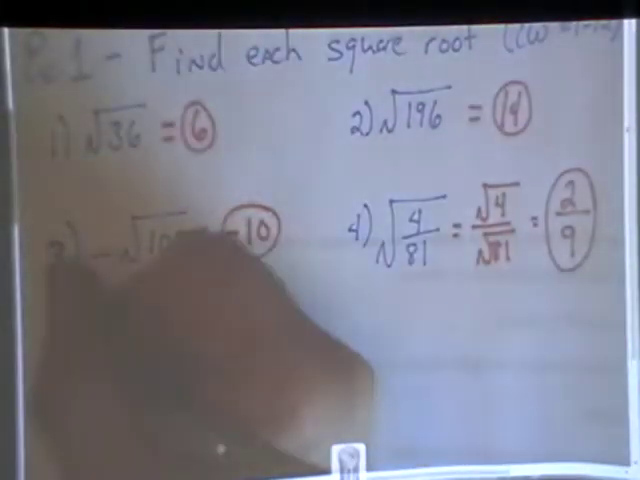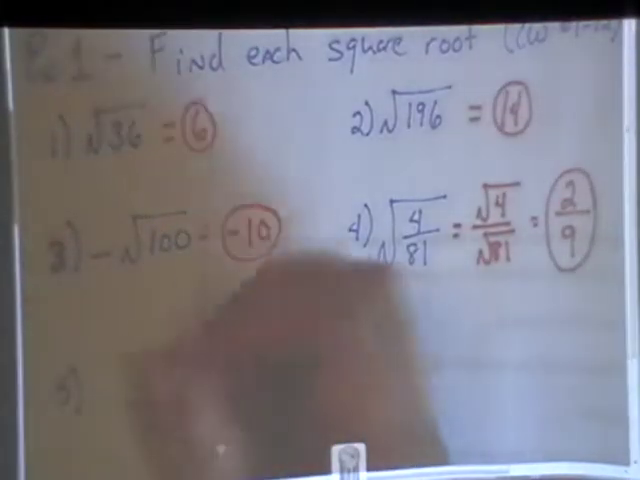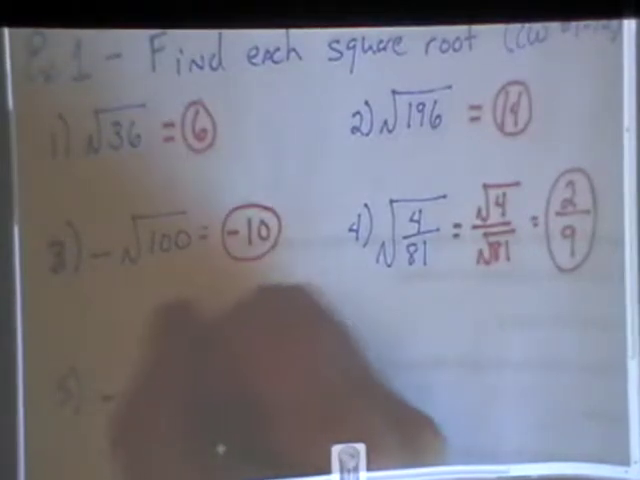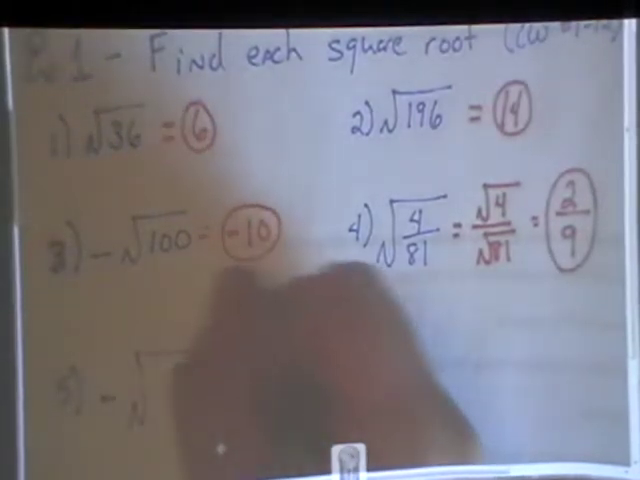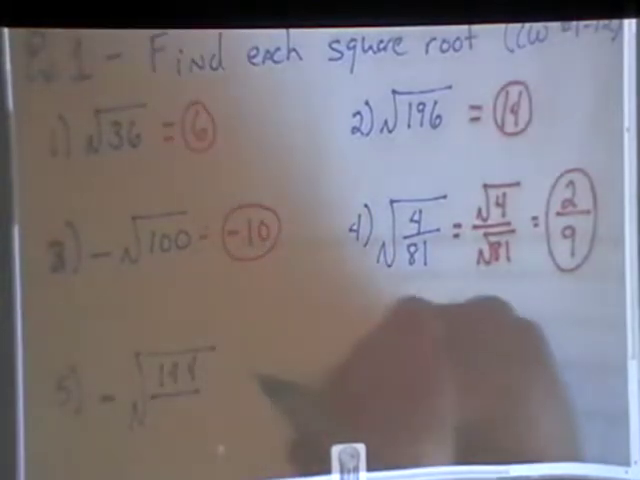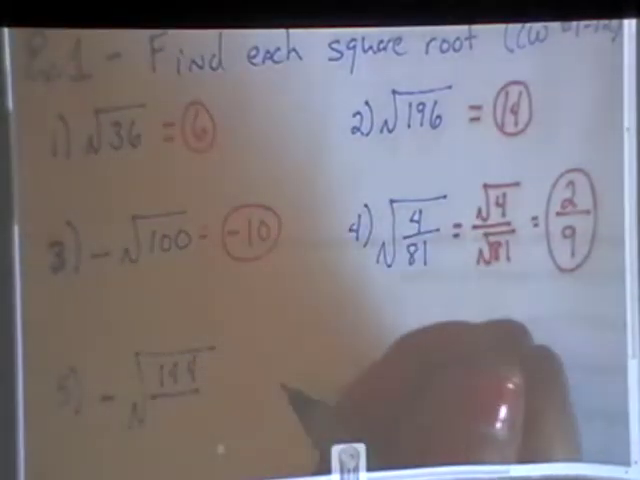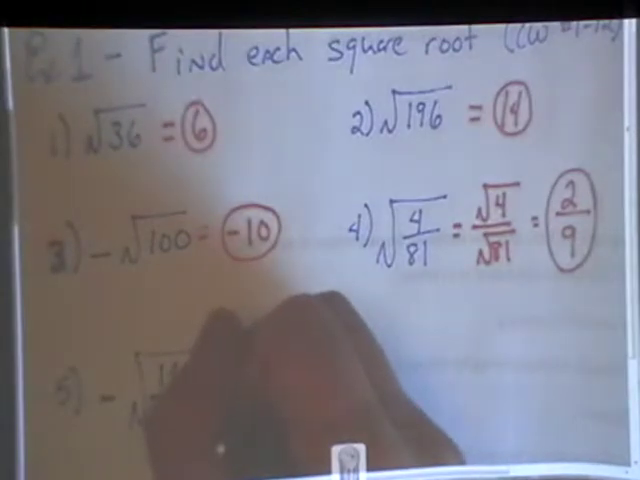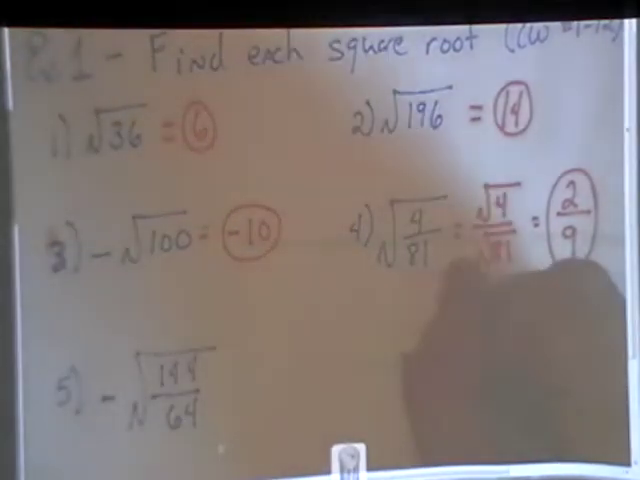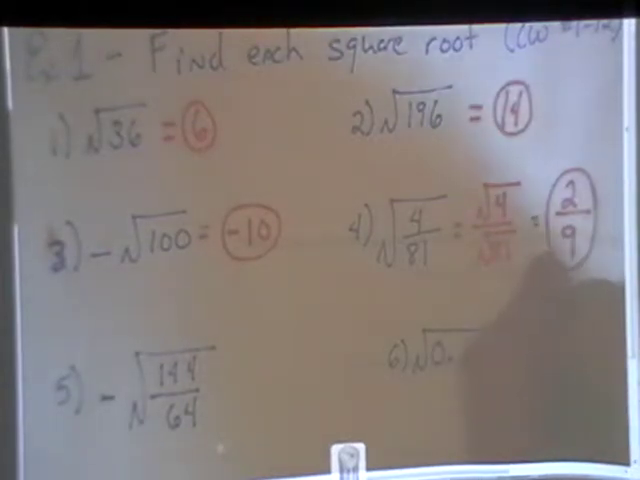Okay, let's try 2 more and then we'll be done with this example. Let's take the negative of the square root of 144 over, let's do 64. And then for number 6, we're going to take the square root of 0.81.